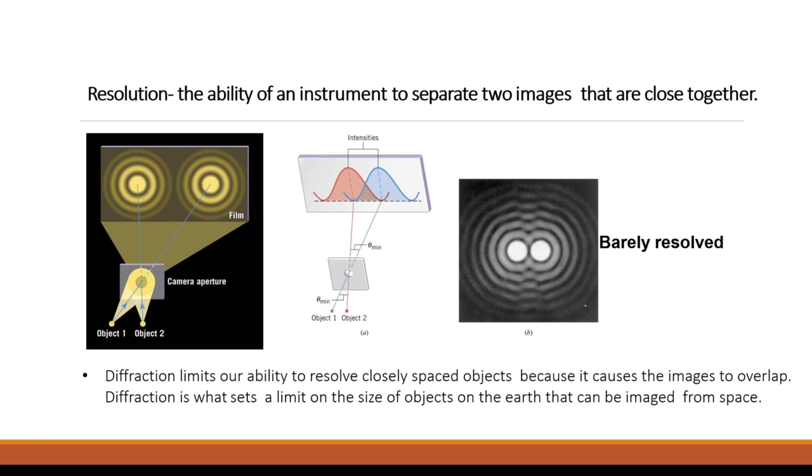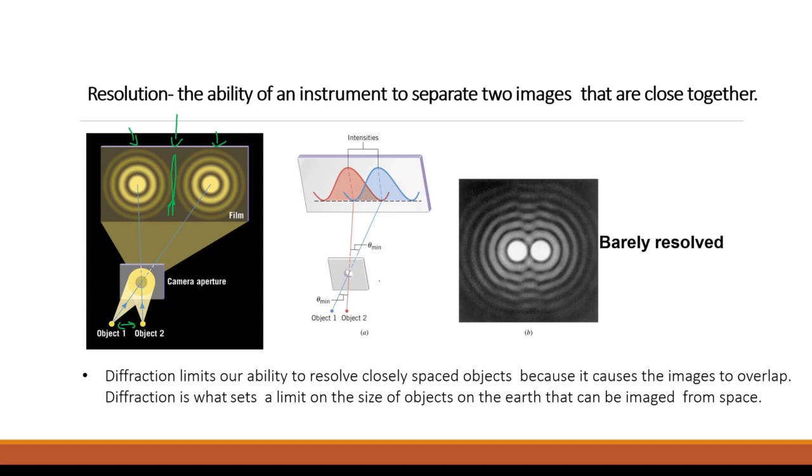And so it brings us to resolution, which is the ability for an instrument to separate two images that are close together. So if you notice here, object 1, object 2, the camera aperture captures them, and if they're somewhat apart, it doesn't have a problem. Both patterns are nicely distinguishable, they're not interfering, and we have one solid circle, and the other solid interference pattern. And notice there's no mess here. We can see both of them very clearly.